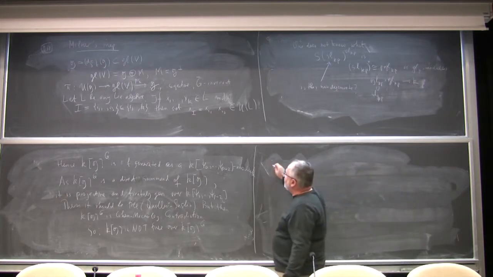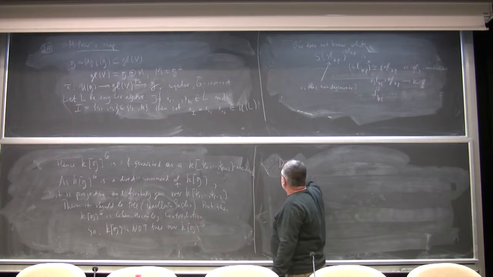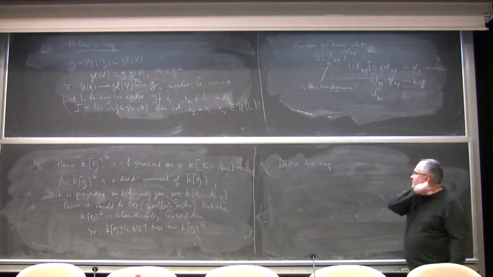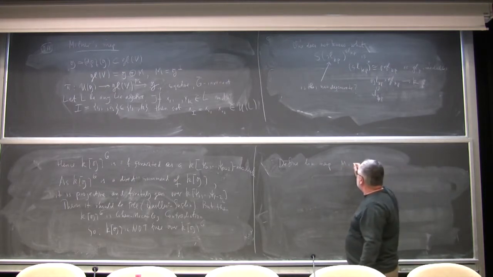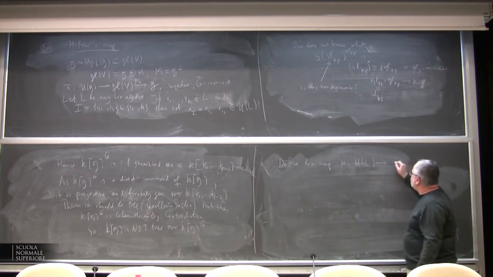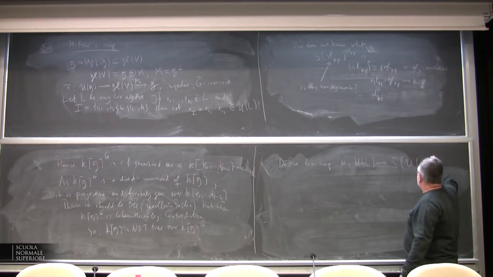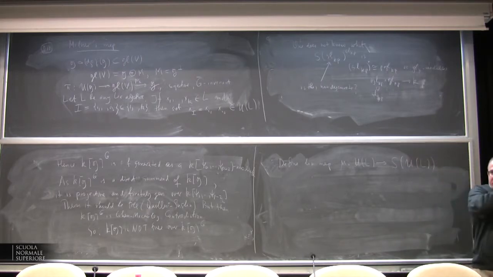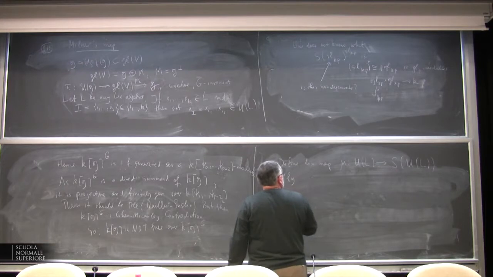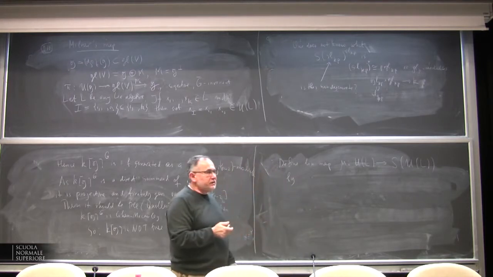And now we define a linear map. In fact, it's going to be an algebra map, mu, from U(L) into something which is really huge. We take the symmetric algebra of U(L). So this is really an example of something enormous. And how do we define it? First, it will not be clear whether it's well defined.